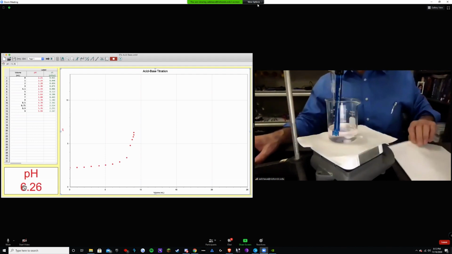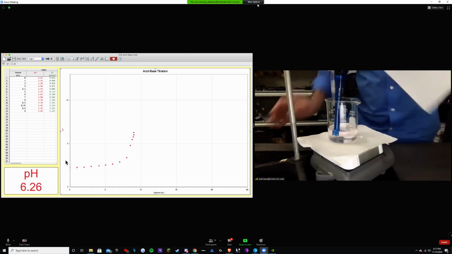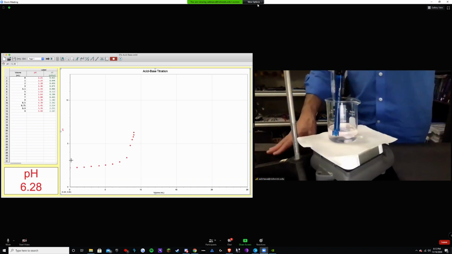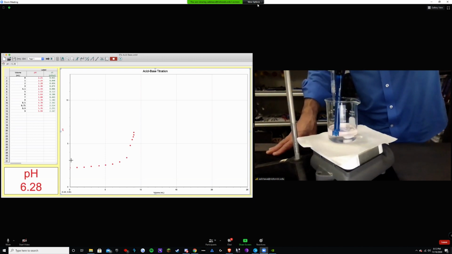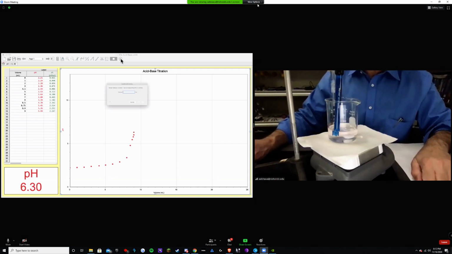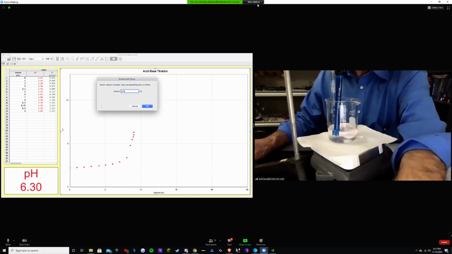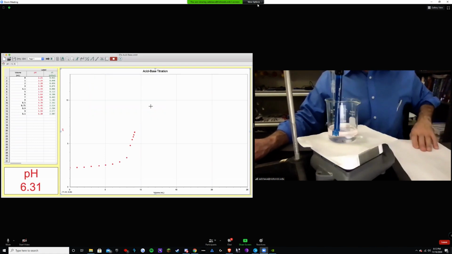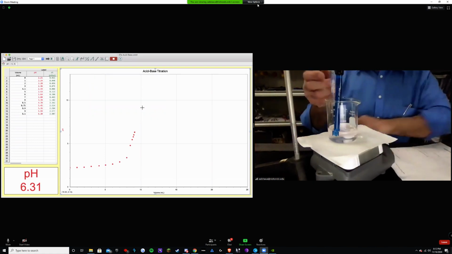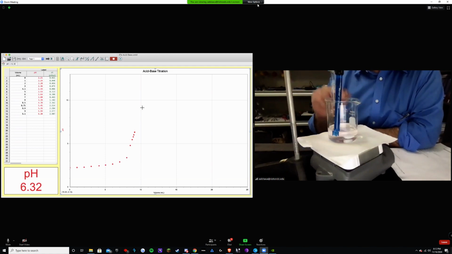So this is your endpoint. Let me record that value. It occurred by the addition of 9.1. So right now the volume to be cut is 9.10. So now I'm at the endpoint because I've seen that color stays in solution.